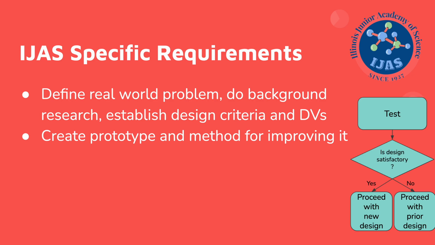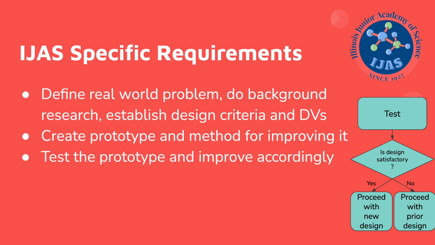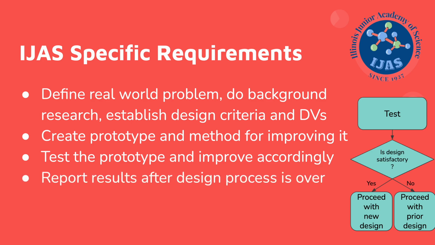Basically, after we have our prototype, we feed it into whatever test we are doing for the experiment. Then, using our dependent variables and design criteria, we evaluate whether the design was satisfactory in its accomplishments. If it was, we proceed with the new design and improve upon it from there. If not, we proceed with the prior design and improve upon it from there. After this has been established, test the design and improve the design by following the procedure outlined earlier in the experiment. After all testing and redesigning has been completed, report the final results.